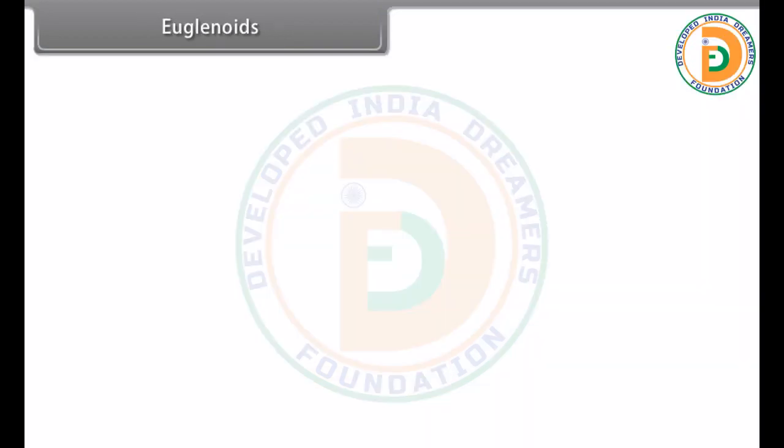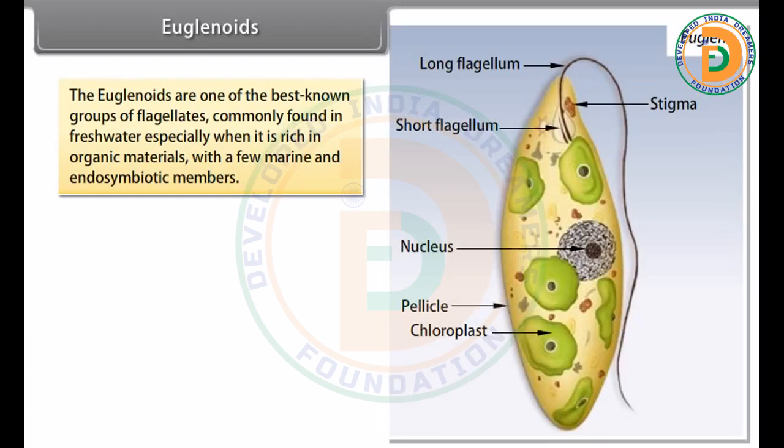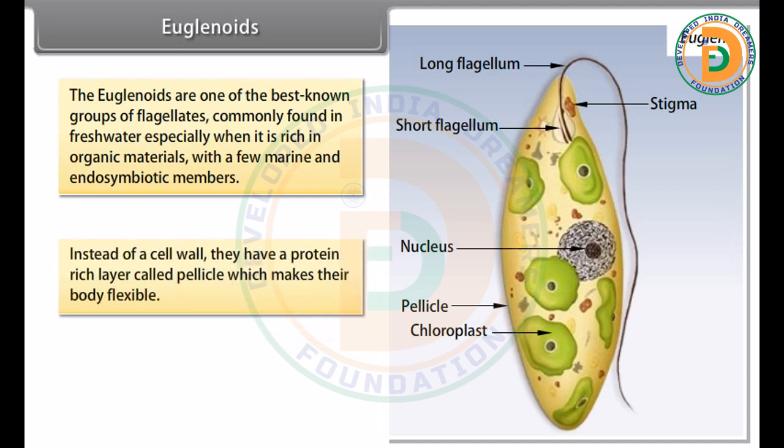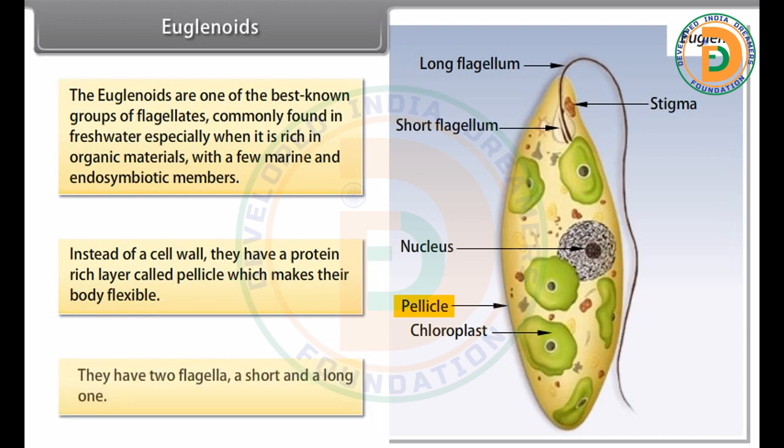One lies longitudinally and the other transversely in a furrow between the wall plates. Euglenoids. The euglenoids are one of the best-known groups of flagellates commonly found in fresh water, especially when it is rich in organic materials, with a few marine and endosymbiotic members. Instead of a cell wall, they have a protein-rich layer called the pellicle, which makes their body flexible. They have two flagella, a short and a long one.